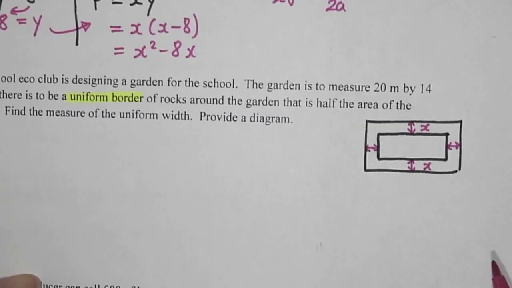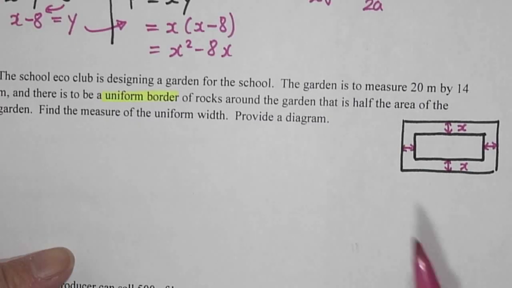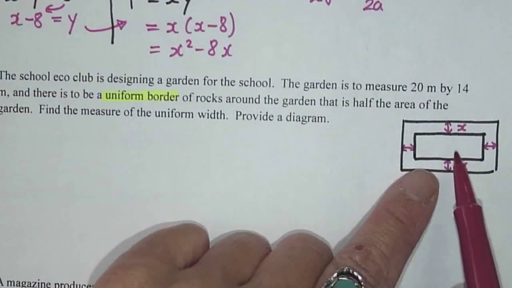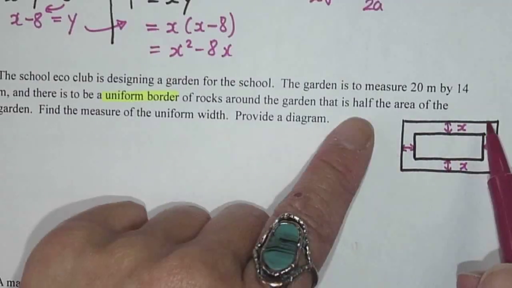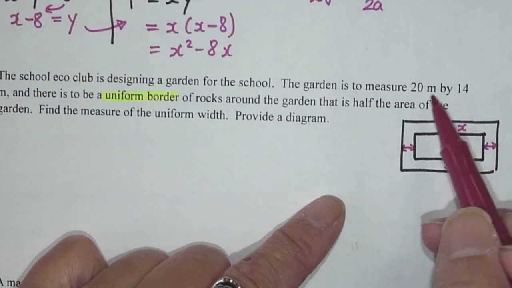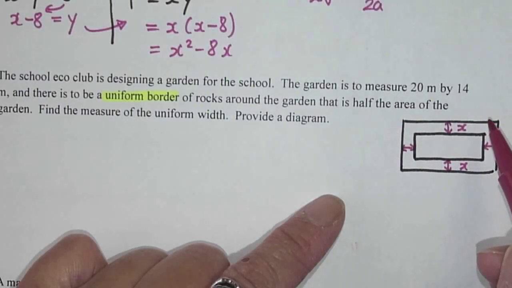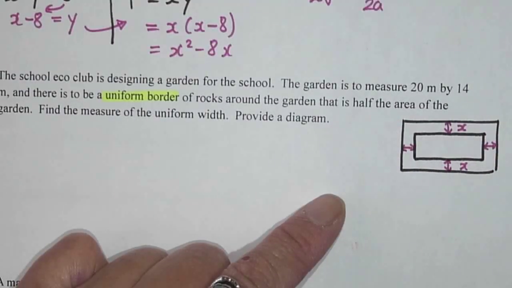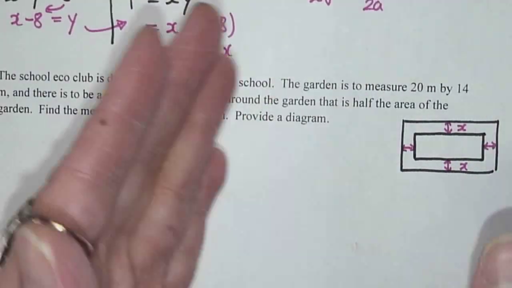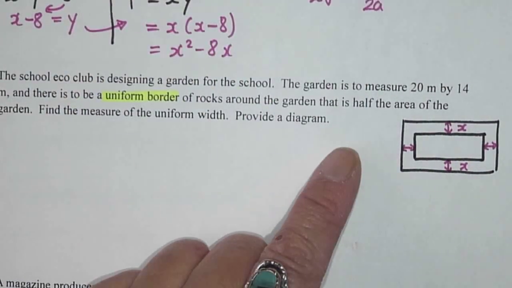For a frame question, will it always be in the middle like that? No, good question. That's what I was just going to say. The garden is 20 by 14. I can either give you the inside garden or the outside dimensions. I can vary the question by saying the outside of the garden is 20 by 14 and I want you to go inside. Or I can say the inside part of the garden is 20 by 14 and I want you to make it bigger. Which one did I give you in this case?